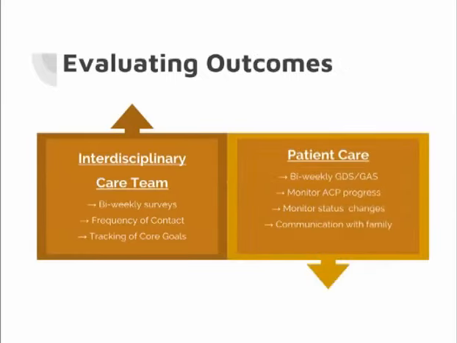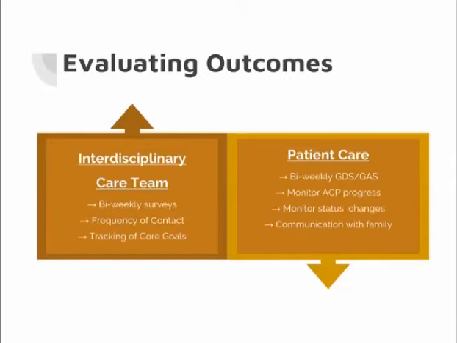So in order to evaluate outcomes, we want to focus both on evaluating outcomes for us and then evaluating outcomes for the patient. And we realized from this experience that sometimes it can be difficult to keep in touch with other members of the team. But we've identified some ways to track our progress. So we'll be sending out bi-weekly surveys to each other to rate the frequency of the contact as well as the method of the contact. So was it via email, was it via phone? We'll also be tracking our core goals over time. So how well have we accomplished these goals that we set out to achieve with Ms. Watson?